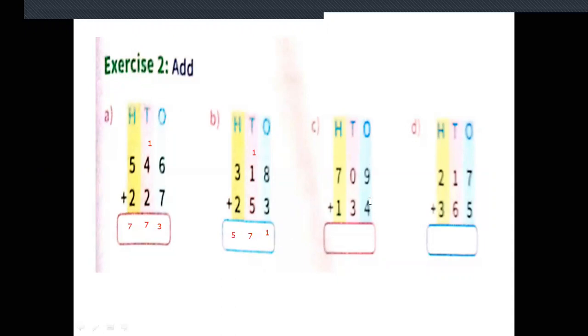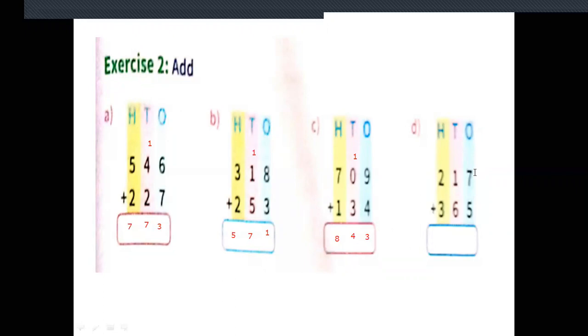Next, add the ones column first. 9 plus 4 is 13. In 13, 3 is in the ones place and 1 is in the tens place. So you are carrying over 1. 1 plus 0 is 1, and 1 plus 3 is 4. So you write 4 here. Next, 7 plus 1 is 8. So the answer for 709 plus 134 is 843.